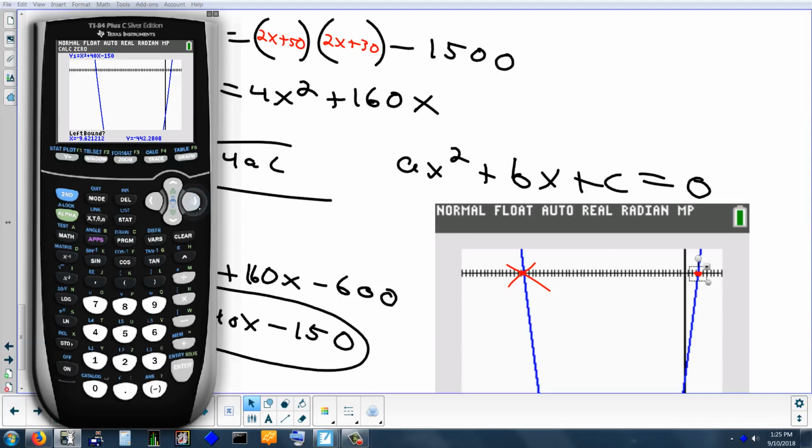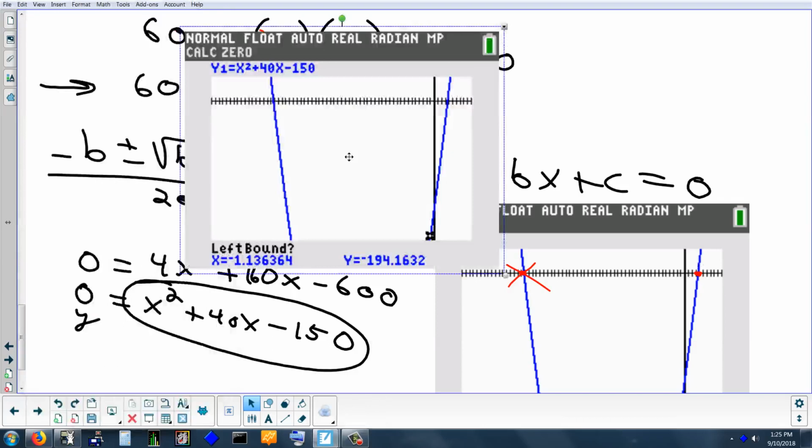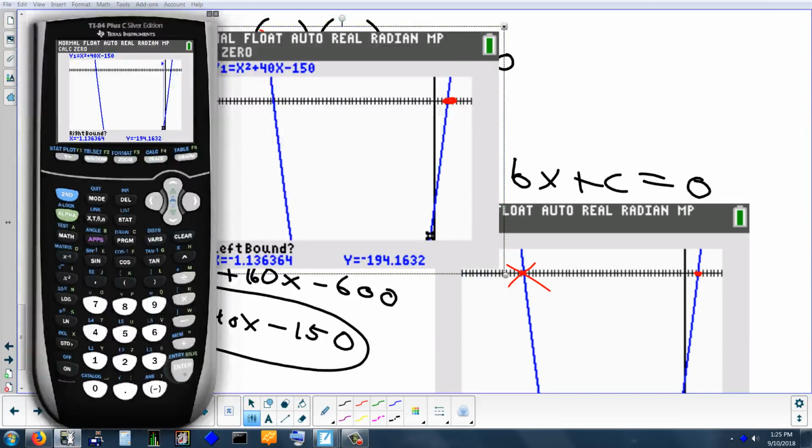All right, so it's coming back up. And I think my window goes from negative 200. So when I hit negative 200, you'll start to see it. There it is right there. So you have to pick a point that's somewhere to the left of this spot. Where I am right now is perfect. So I'm just going to hit enter.